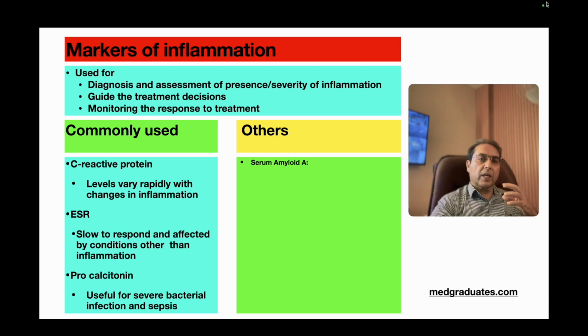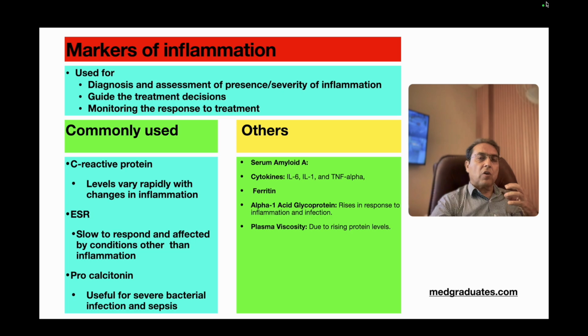For example, amyloid A protein or cytokines like interleukin 6, interleukin 1, tumor necrosis factor alpha, ferritin, alpha 1 acid glycoprotein, plasma viscosity, which is not actually a protein, but it's the way the plasma becomes thick. When there are a large number of proteins, the plasma becomes thick. So the plasma viscosity may increase in inflammation.